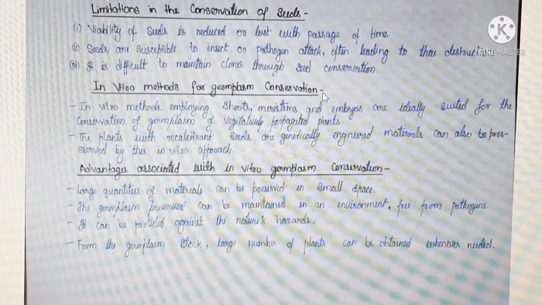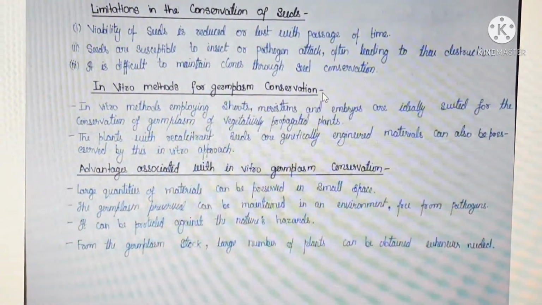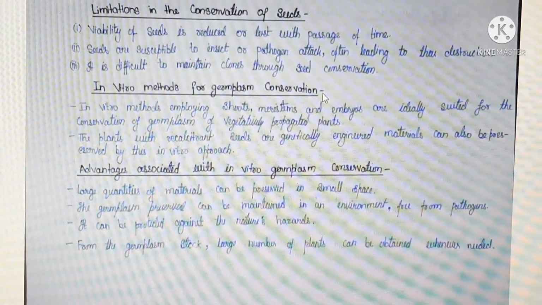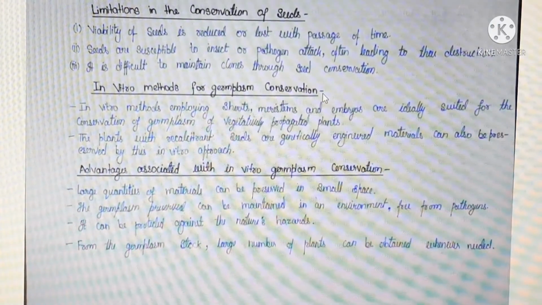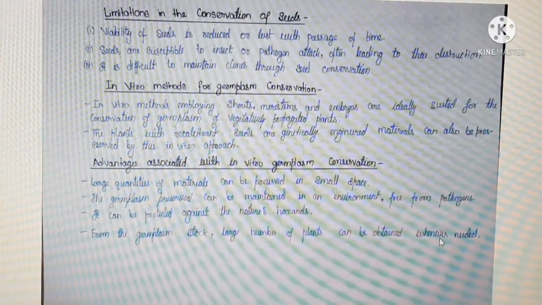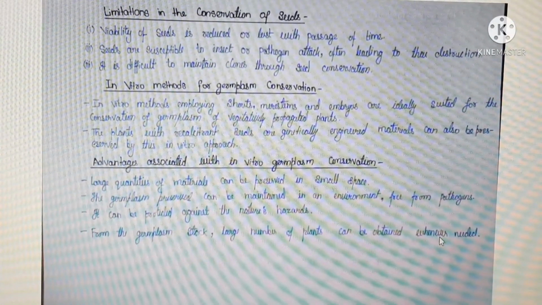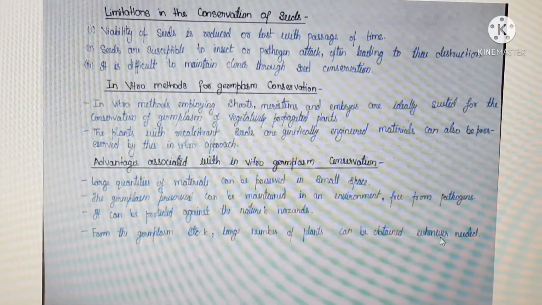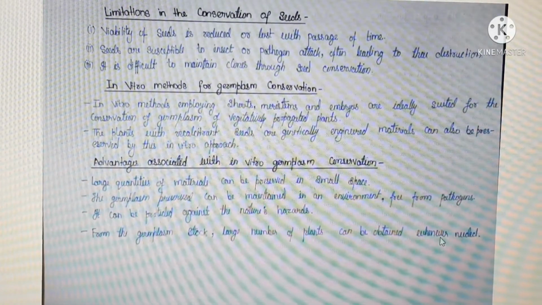Now, in vitro methods for germplasm conservation. In vitro methods, employing shoots, meristems, and embryos are ideally suitable for the conservation of germplasm for vegetatively propagated plants. The plants with recalcitrant seeds or genetically engineered materials can also be preserved by this in vitro approach. Now, there are several advantages associated with in vitro germplasm conservation.